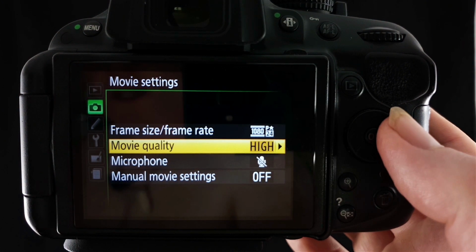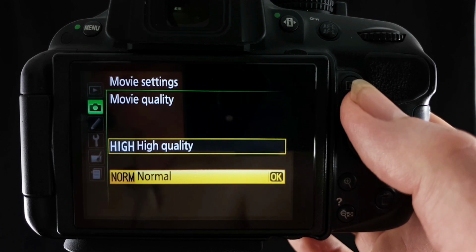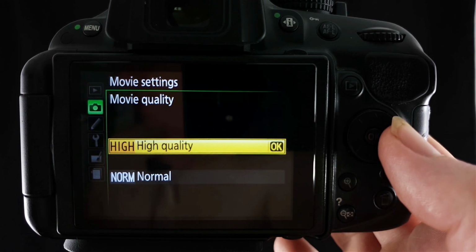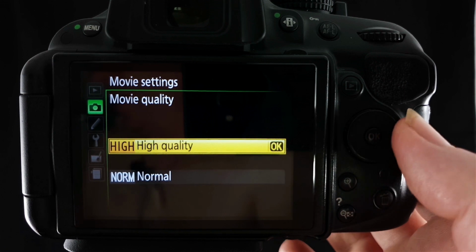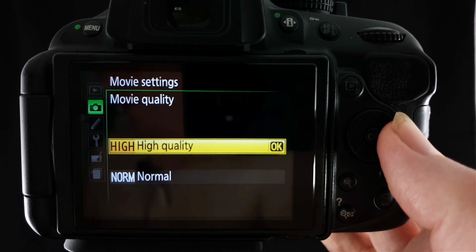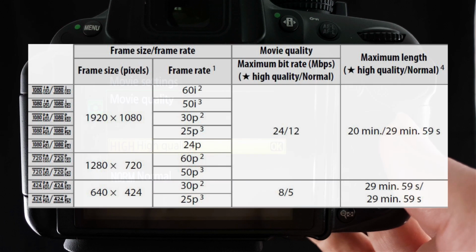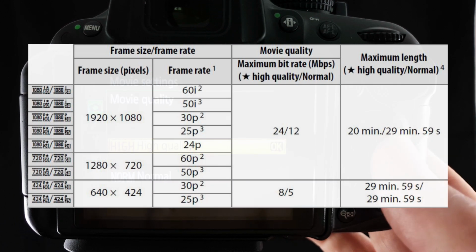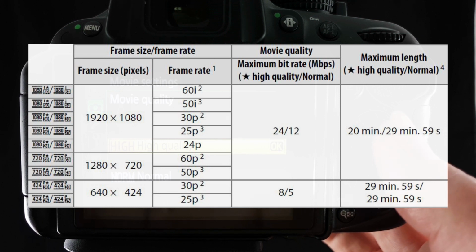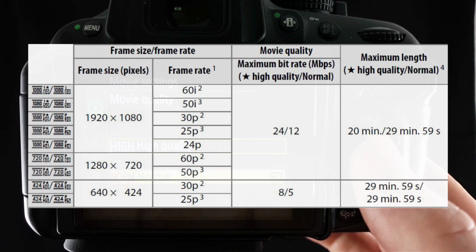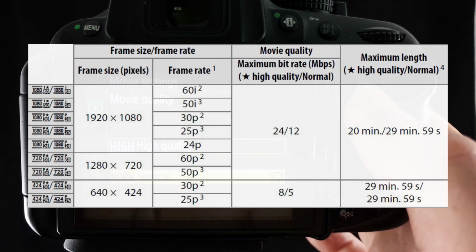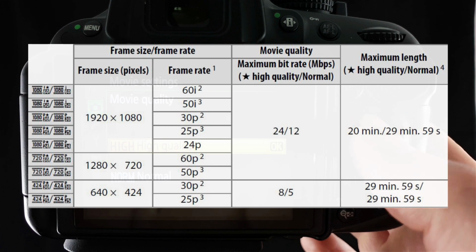Now, movie quality can be set to high or normal. This is the megabits per second that the footage will be recorded at. So high quality is recorded at 24 megabits per second for 1920 by 1080 and 1280 by 720 footage, and 8 megabits per second for 640 by 424. Normal is 12 megabits per second for 1920 by 1080 and 1280 by 720, and 5 megabits per second for 640 by 424. I just leave that set to high.